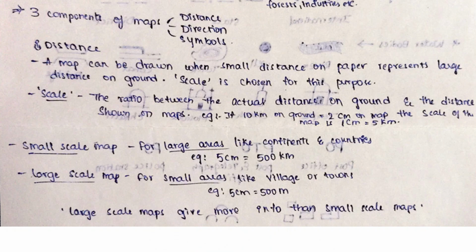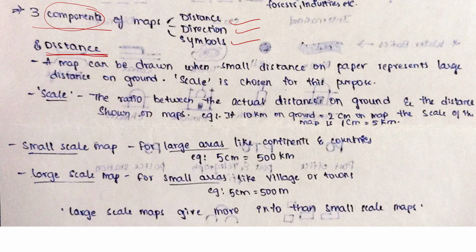Now let's see what are components of maps. There are three components of maps. They are distance, direction and symbols. Now what are components? Components are nothing but structured parts of the map itself. Components help in reading and understanding the map. So let's see the first component, which is distance.